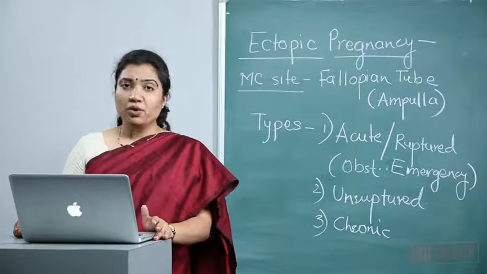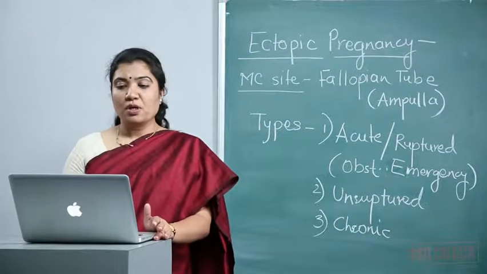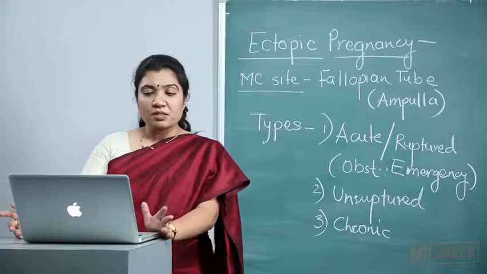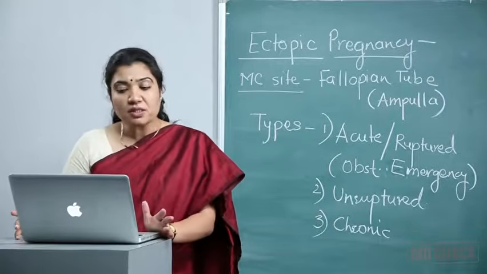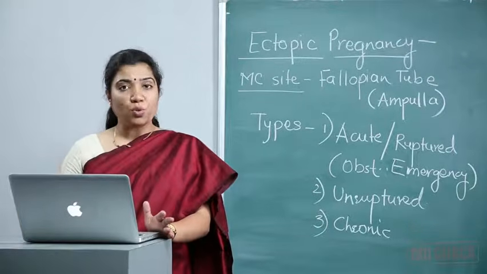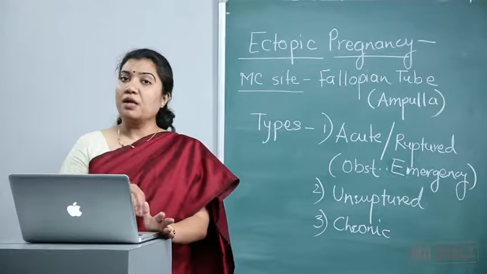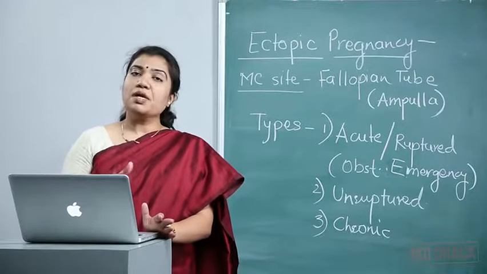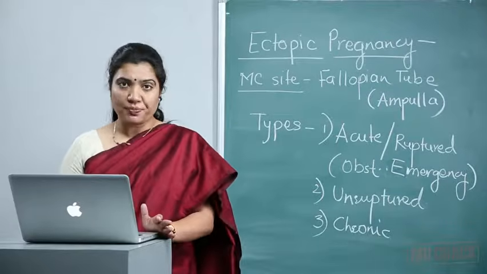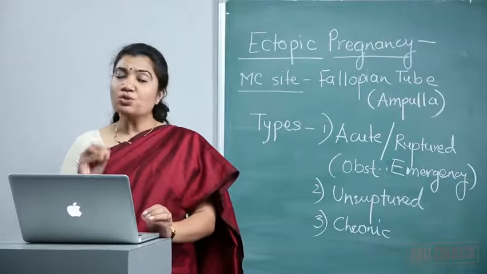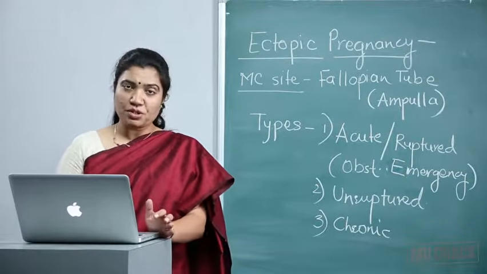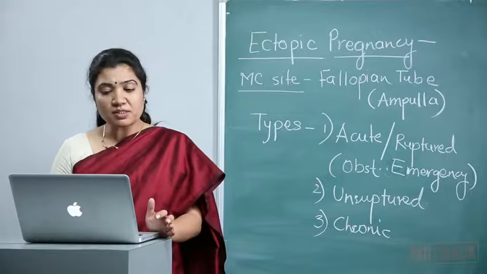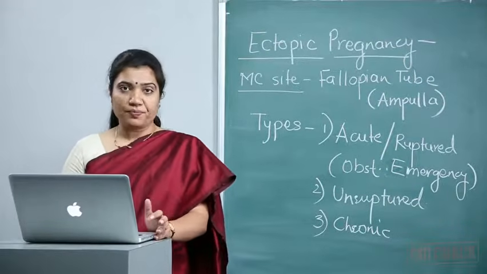Let's learn about ectopic pregnancy now. What is ectopic pregnancy? It is a pregnancy in which the fertilized ovum is implanted and is developing outside the normal uterine cavity. So the pregnancy is not at its normal location. It is growing at some other site where it should not be.